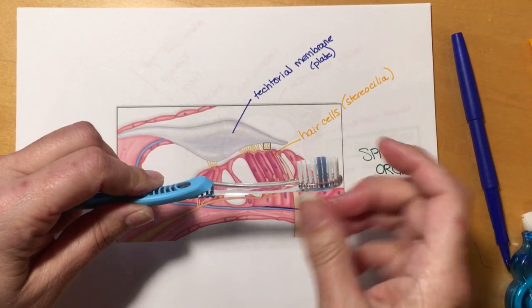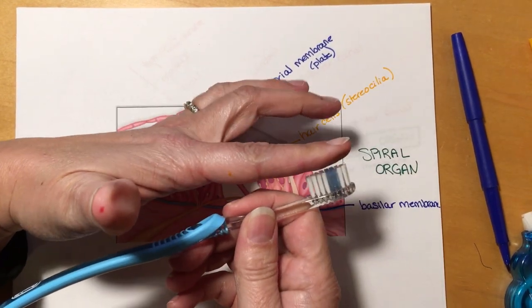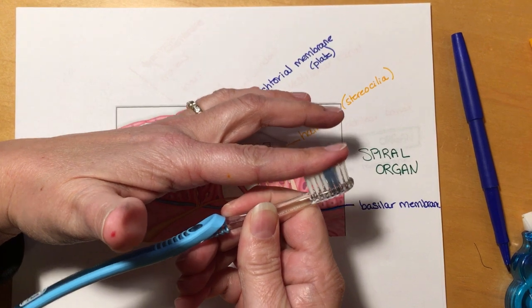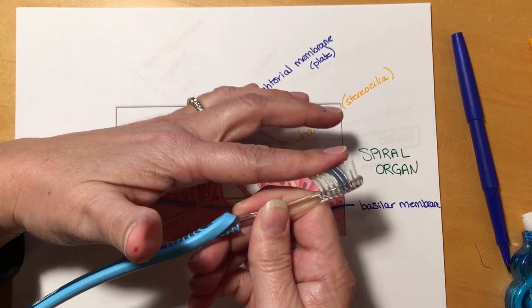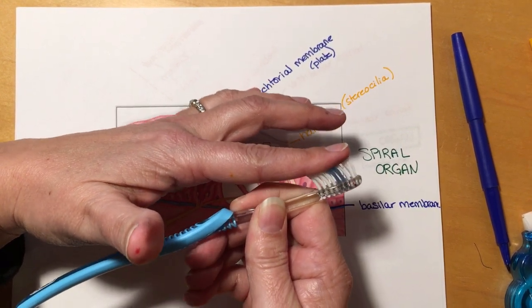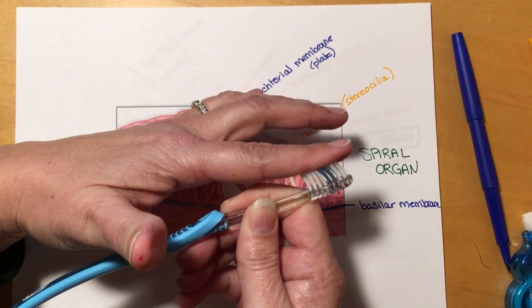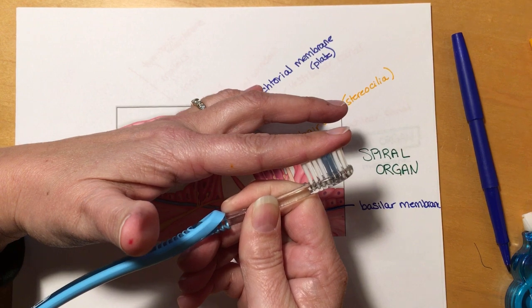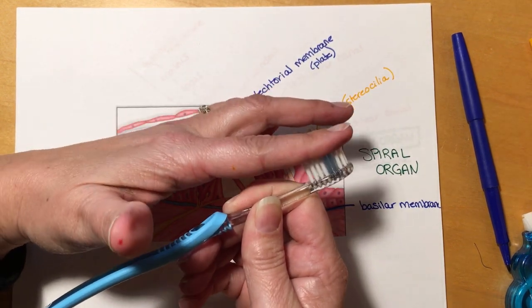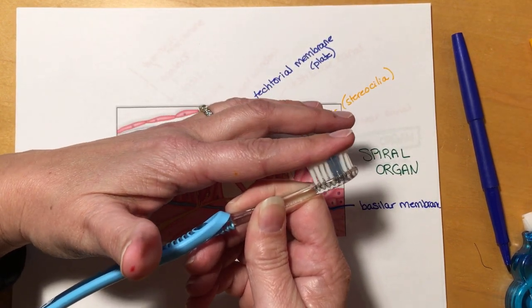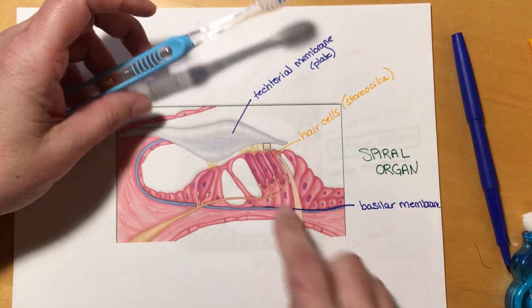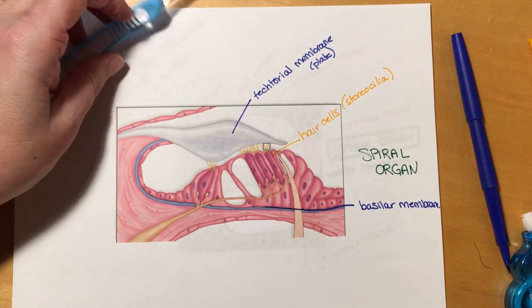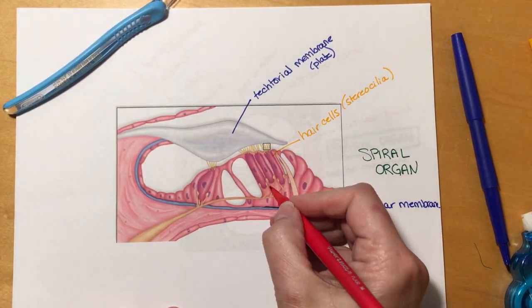Here are the hair cells, and the hair cells are going to move up and hit that tectorial membrane. And when they hit the tectorial membrane, they're going to bend. See how they're bending a little bit? And when they bend, because they are mechanoreceptors, they're going to become activated and cause an action potential to be sent. And you can see the nerve right here.